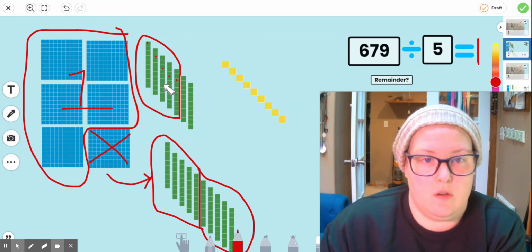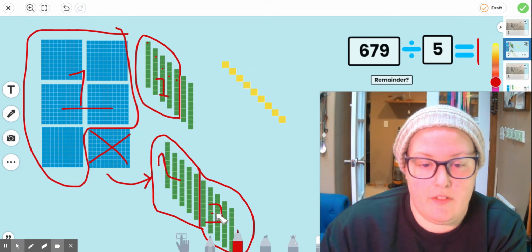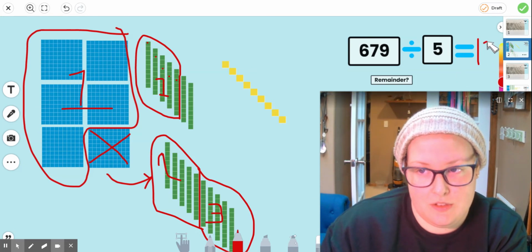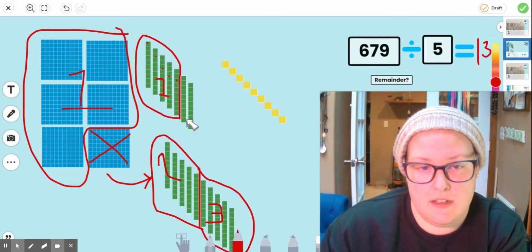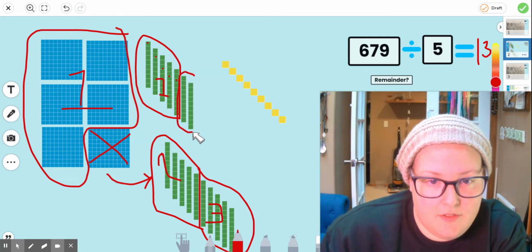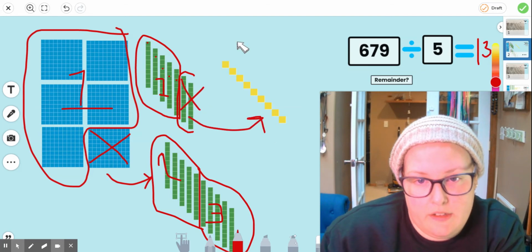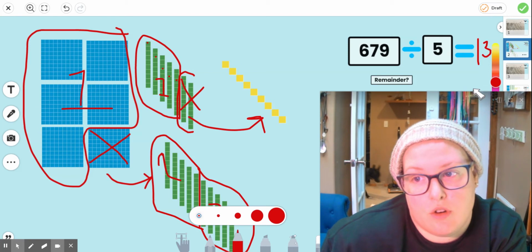There's 1, 2, 3 groups of 5 tens. So there's going to be 3 in my tens place. And then, there are these 2 tens all left over. They must be dissolved into ones. And that will be, okay, I'm going to draw them.